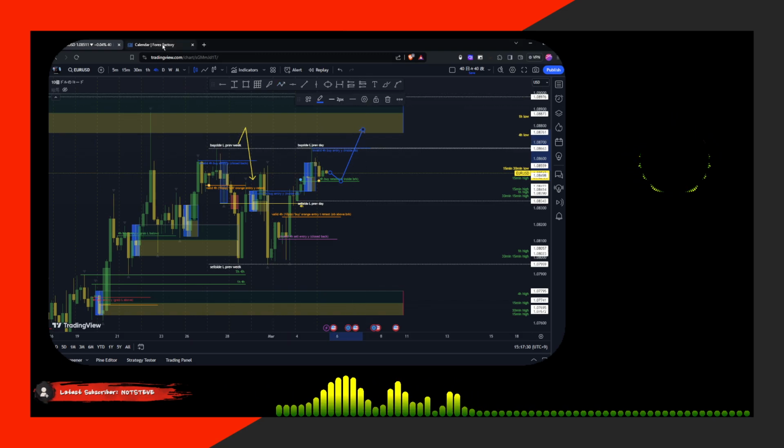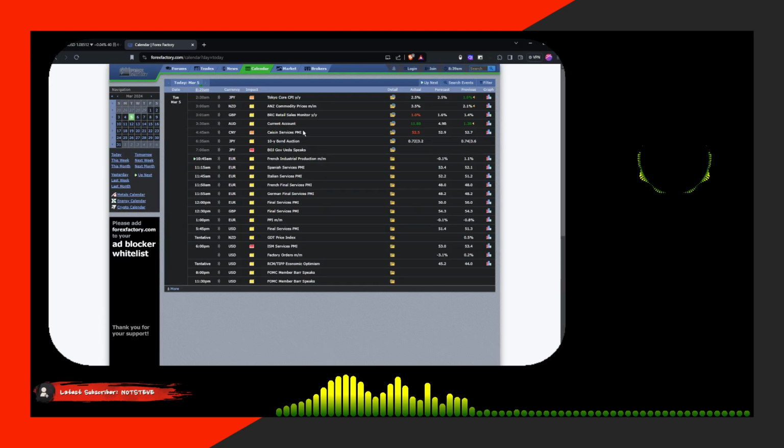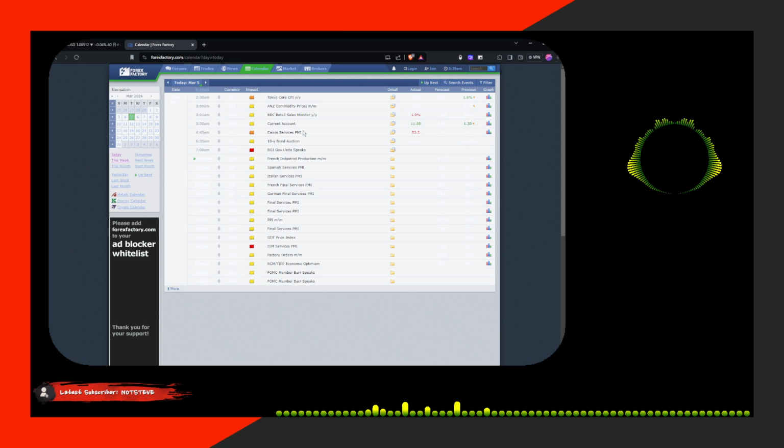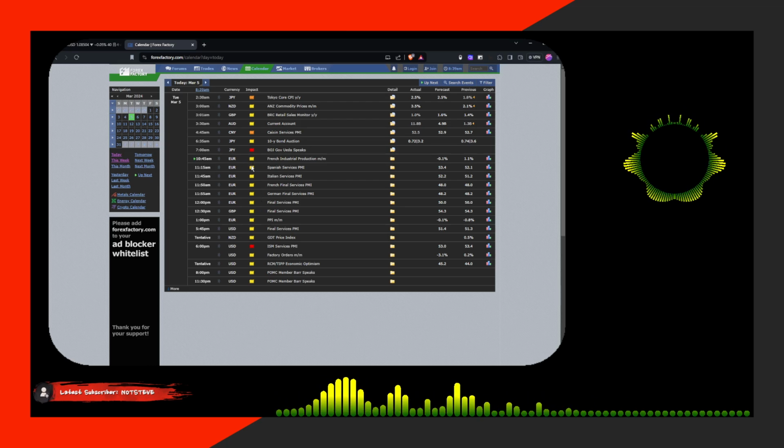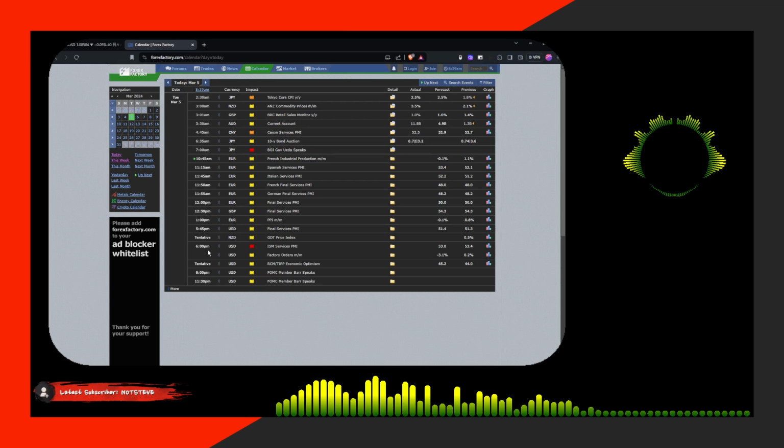Before we continue, the news, the fundamentals. On the fundamentals, wait for this to align. Today we are having a lot of yellow folders, which may accumulate to make the price push either way. At 6 p.m. you're having ISM services PMI.